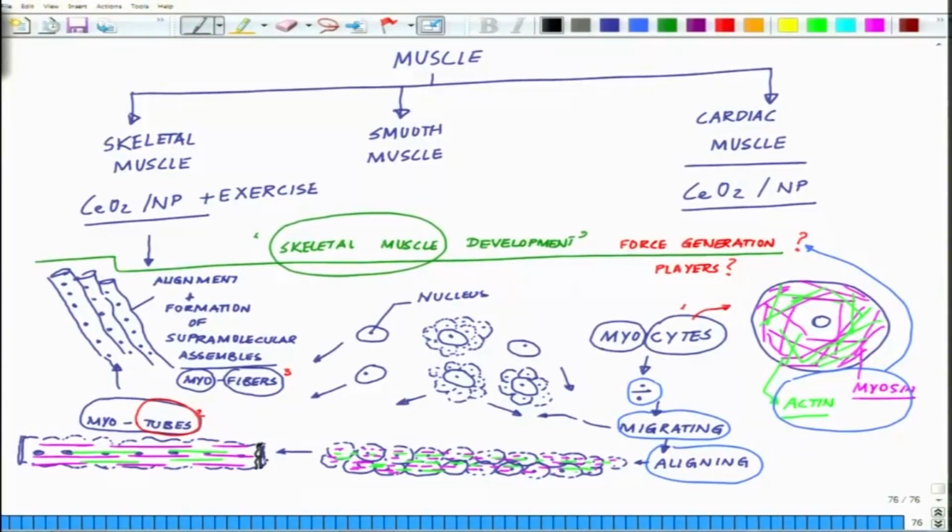So, if you see a muscle fiber, you will observe something like, we will come to that, what those discontinuities are. It looks like discontinuities, but actually those are not discontinuities. Those are structures like this, which are also called Z lines.